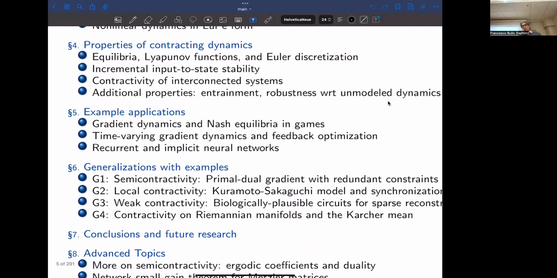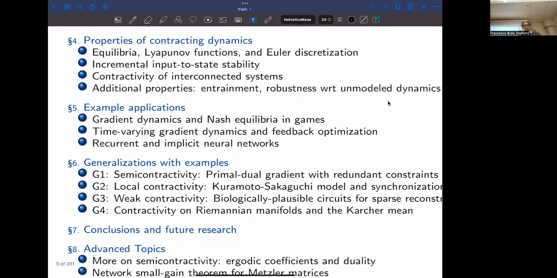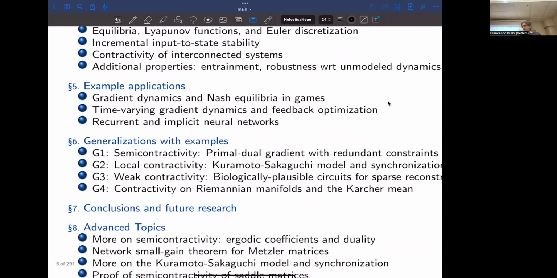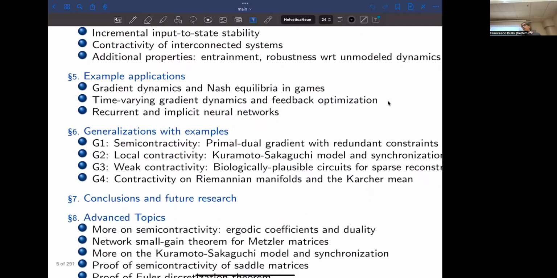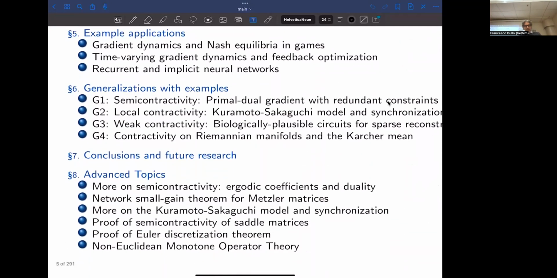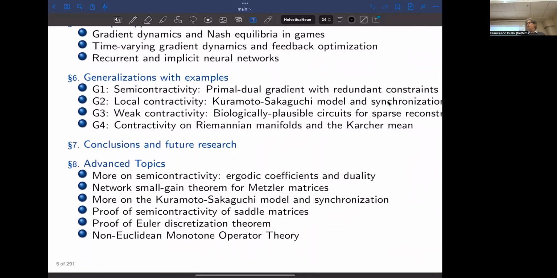Then we took a break from the examples, went back to the theory, and did equilibria, Lyapunov functions, the Euler discretization theorem, the incremental ISS, the contractivity, the interconnection theorem. And then we did some kind of fun examples. We did the gradient dynamics, or the pseudo-gradient dynamics, in games. And then we did this equilibrium tracking problem, which you can think of as yet another fundamental property of contracting systems which are time-varying, and the application of that to feedback optimization.